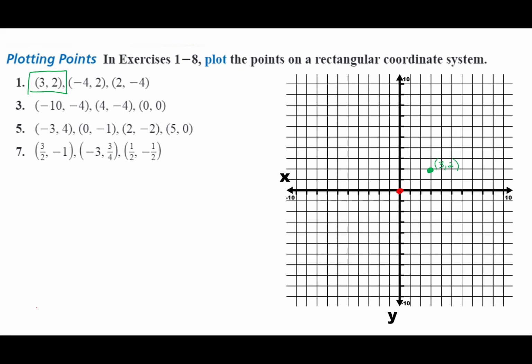Next, when you go to plot a second ordered pair, you start back at the origin. Your x coordinate for this one is -4, so this time you'll go left 4 places, 1, 2, 3, 4, but you'll still go up 2. The last ordered pair is (2, -4). You'll start back at the origin. You'll count 2 spaces to the right, but this time you'll go down the y-axis to -4, and that's the ordered pair (2, -4).